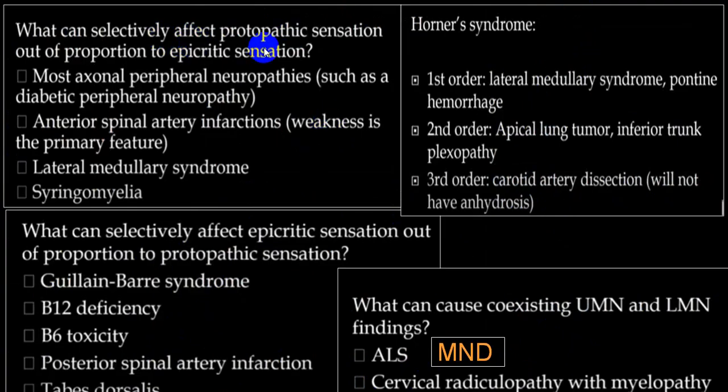What can selectively affect pain and temperature sensation, out of proportion to epicritic sensation? You have to think it over, and that will be more common with what we call other lesions rather than spinal cord lesions. So Horner syndrome will be more common with lateral medullary syndrome rather than other groups. So it will be common with lateral medullary syndromes, maybe along with syringomyelia, which extends upward. I'll skip this particular slide.